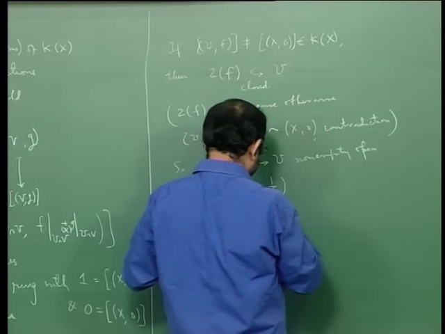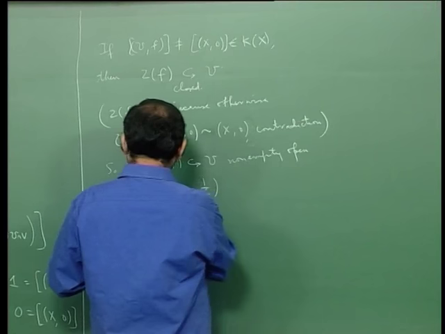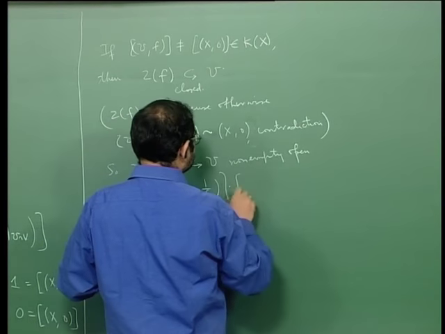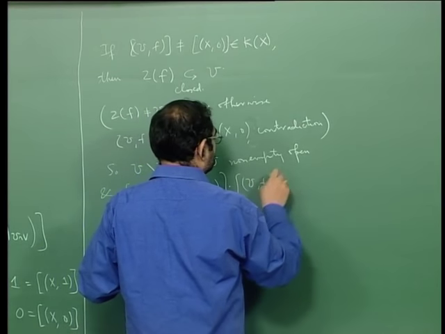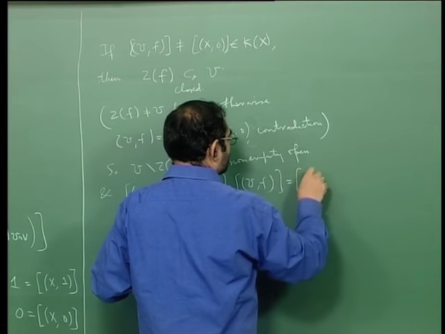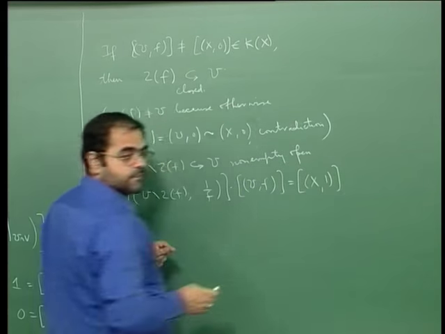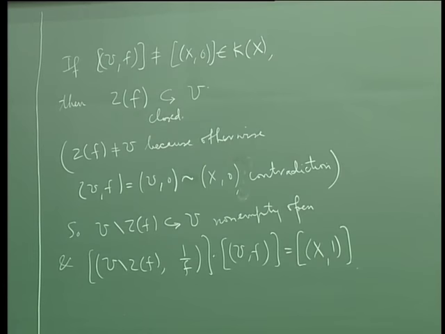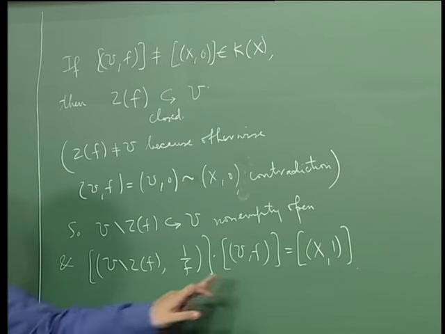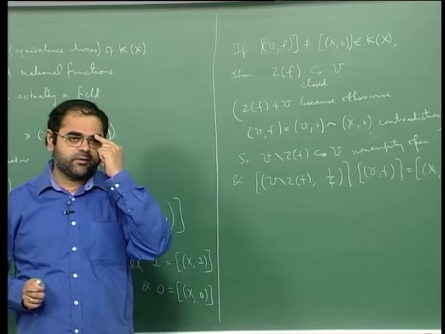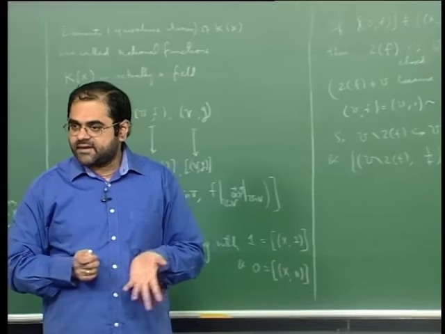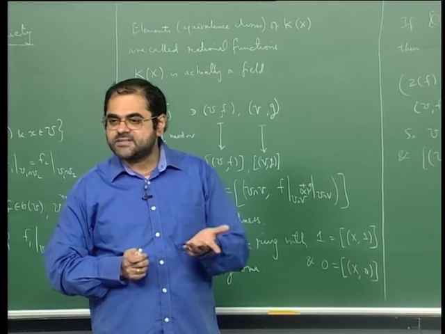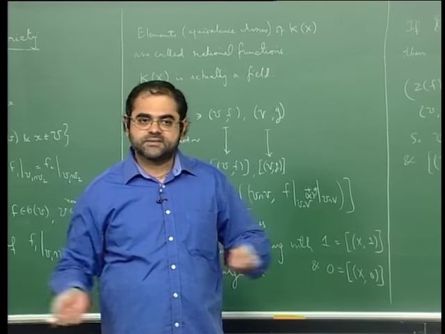So this element, if you multiply it with the original element (u, f), what you will get is just (x, 1). You will get this by the definition of multiplication, because after all, 1/f and f are going to multiply to give you 1 wherever f doesn't vanish. And wherever f doesn't vanish is certainly a huge open set.